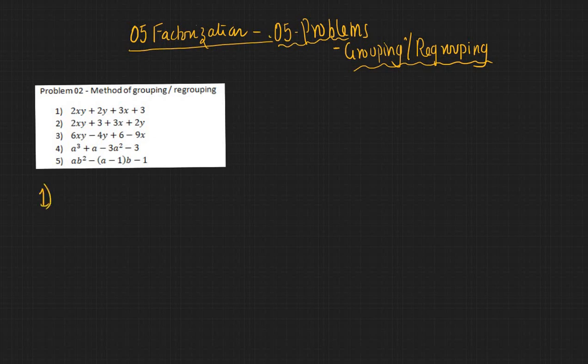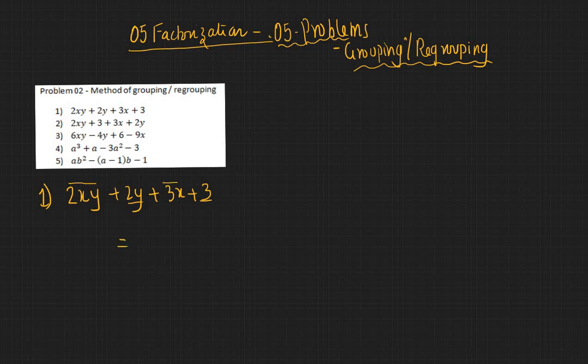So the first one is 2xy plus 2y plus 3x plus 3. If you observe this, here is 2y and 3, and here is 2xy and 3x. So if I take the x common out in 2xy and 3x, I will get 2y and 3, which is very much the same as the previous one. So I use some logic to group these terms.